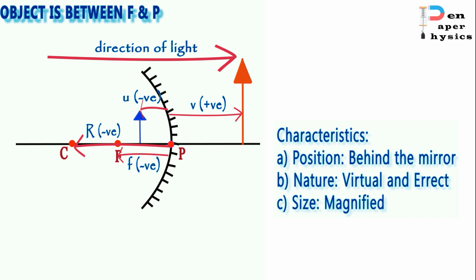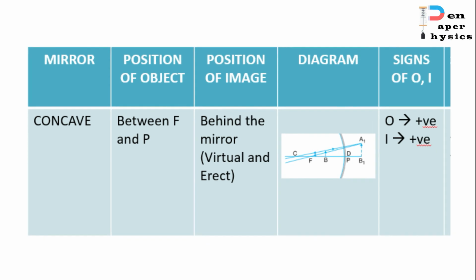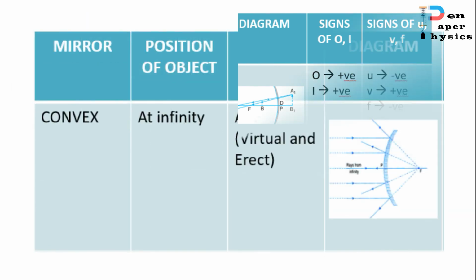Also, O is positive over here since it is above the principal axis, and I is also positive since the image is also above the principal axis. So in this case, we can conclude that O and I, both of them are positive, U is negative, V is positive, F and R are negative. That's it for the concave mirrors.